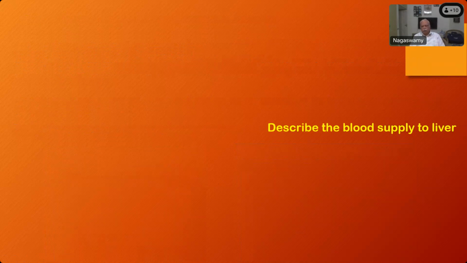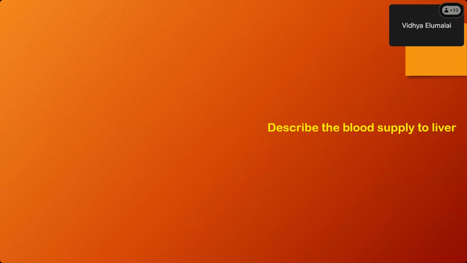Now comes the next important question, a physiology question. How is the blood supply to the liver maintained? What are the factors controlling the blood supply? And what is the peculiarity about the blood supply to the liver? It has dual blood supply from the portal vein and the hepatic artery, sir.